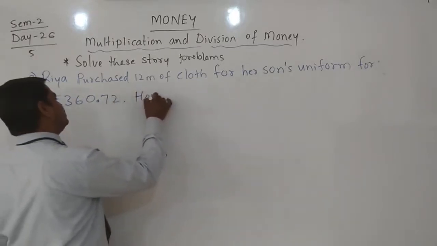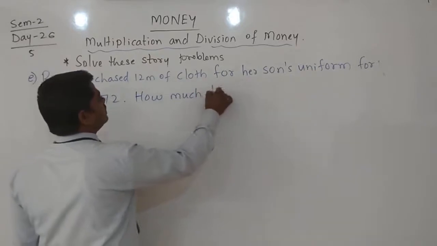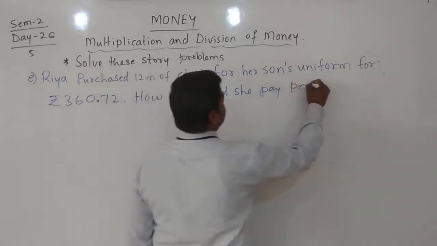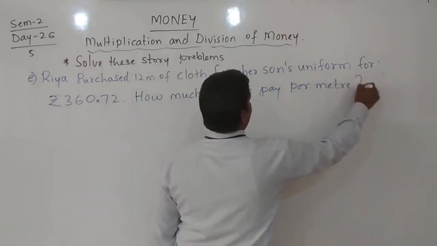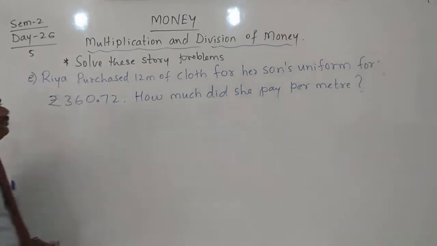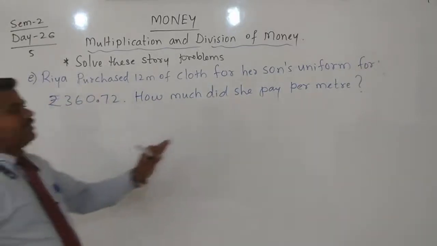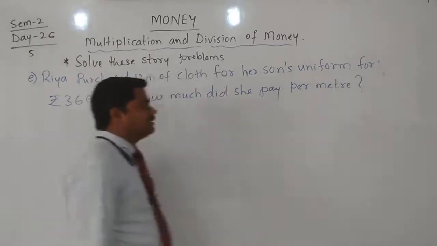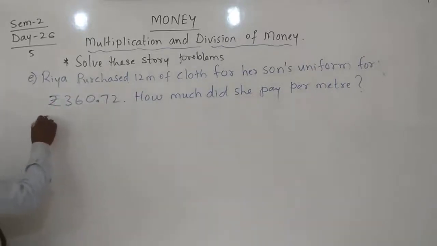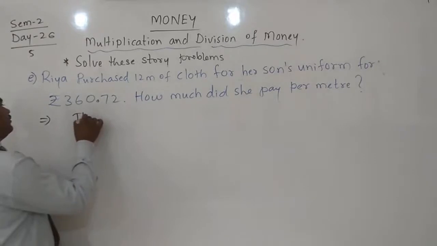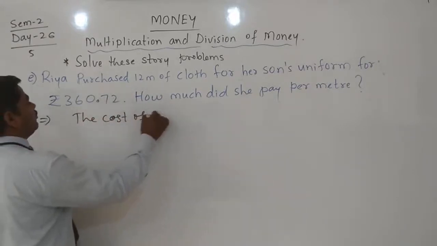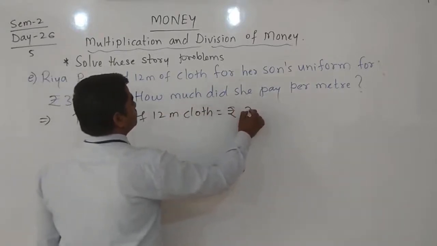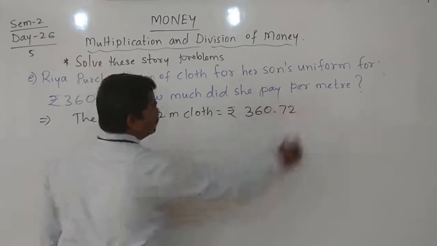How many meters did she purchase? She purchased 12 meters. Per means 1 each meter. Each, per, all indicate 1 only. Then we can write the solution. The cost of 12 meter cloth is equal to rupees 360.72.